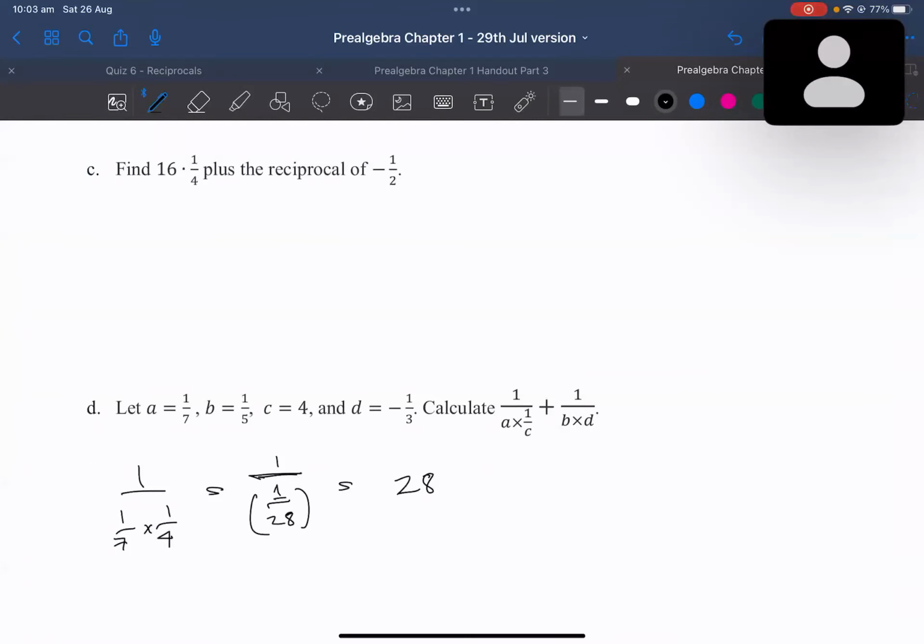Yep, let me take a look. The number is correct. The second part is negative, but the first one's positive and it's bigger, so it doesn't go into negative.